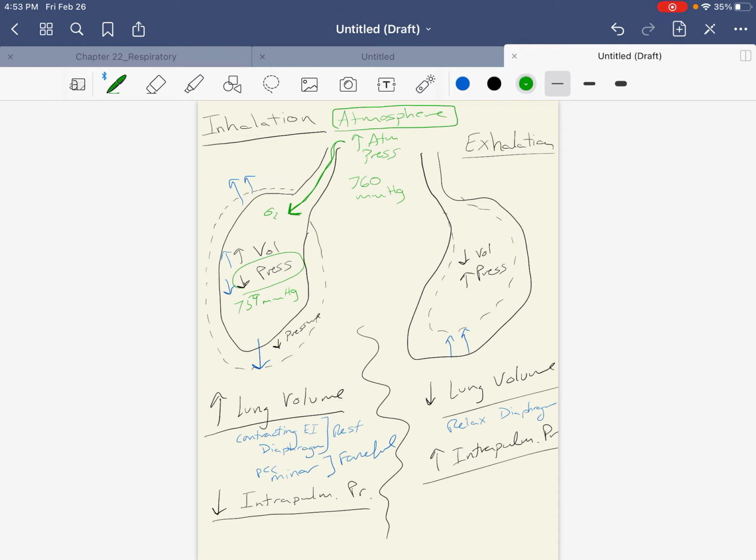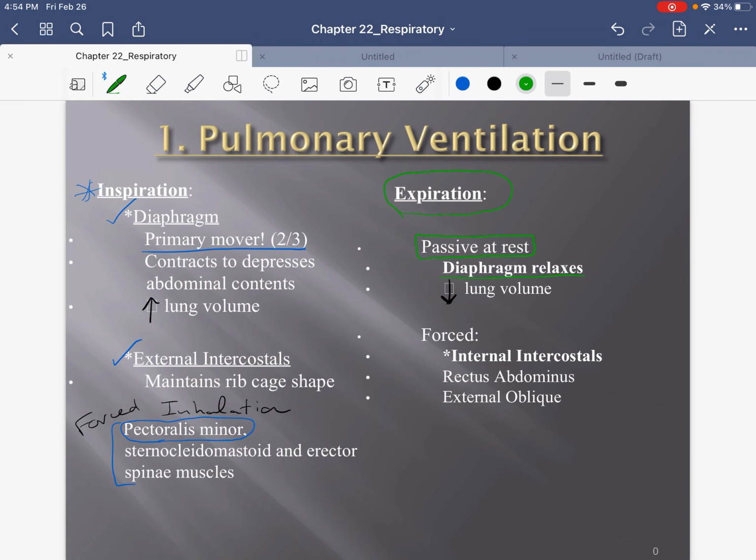So now, if we have that same atmospheric pressure of 760 millimeters of mercury, all we have to do is increase the pressure 1 above that. So now we have a pressure gradient where the pressure is higher inside the lungs and lower in the atmosphere. So air will move from higher pressure in the lungs to lower pressure in the atmosphere. Cool, right? So it's considered to be passive at rest.